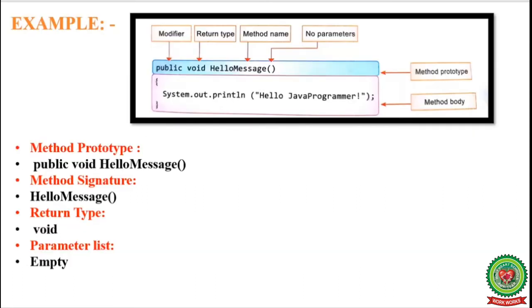Now, let us understand the various parts of methods with some examples. First example: public void helloMessage, brackets, then parenthesis, System.out.println("Hello Java programmer"), then parenthesis close. Here the method prototype is public void helloMessage. The method signature is the name of the method with the parameter list. So it is helloMessage. The return type is void and the parameter list is empty. So this is our first example.